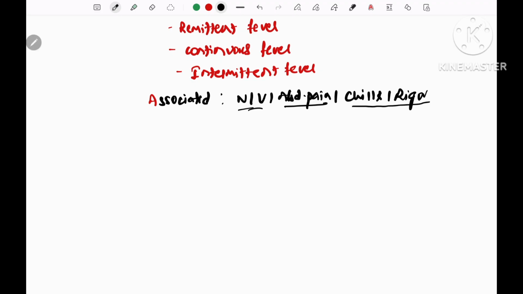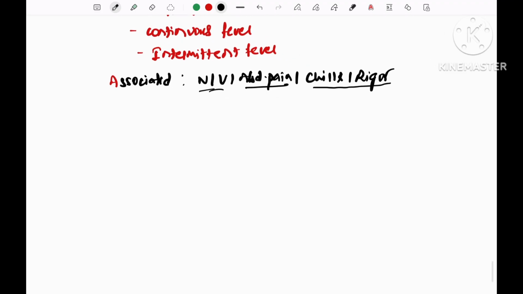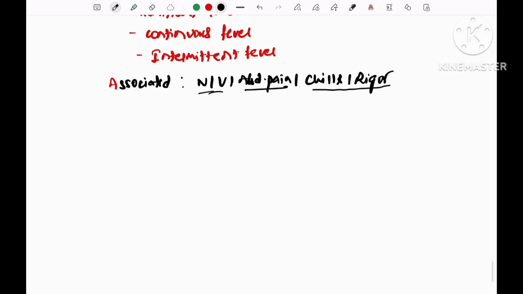But in case of children, like in the pediatric group, neonates, infants, we cannot ask the patient whether they are feeling cold, and we cannot assume the patient is having cold, so we do not mention chills and rigors. But in case of adults, we have to mention chills and rigors, whether associated or not. It is usually present in severe malaria and in Kala-Azar. So during this, there can be associated chills and rigors.